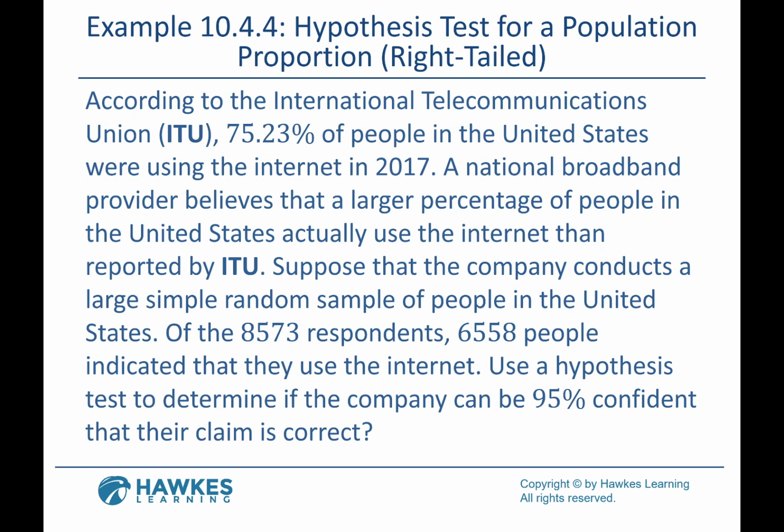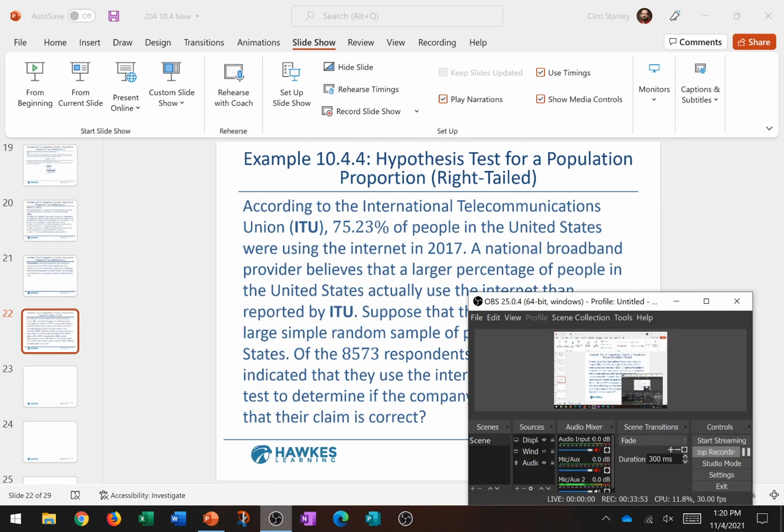Okay, last one. And you get a little break till we do our test review. So it says, according to the International Telecommunications Union, 75.23% of people in the United States were using the internet in 2017. And that reminds me, one moment, please.